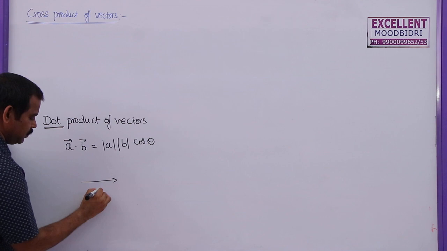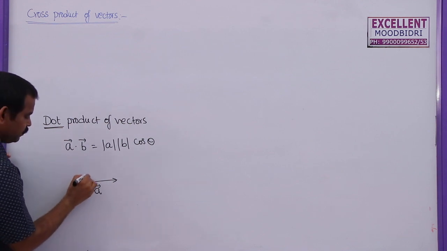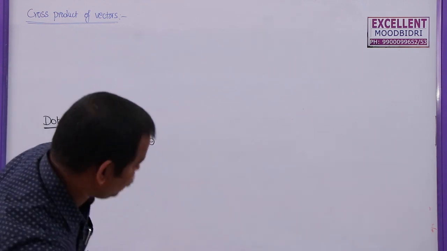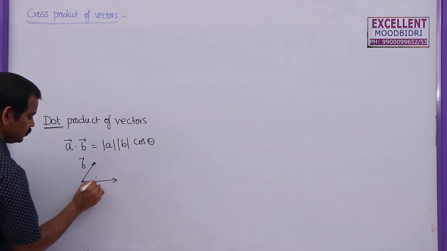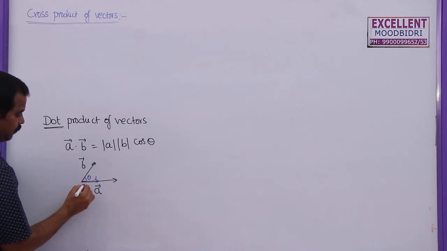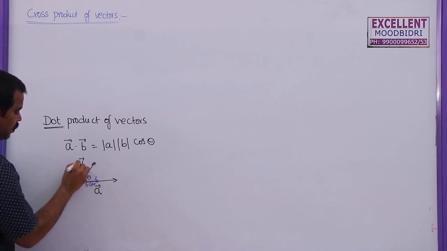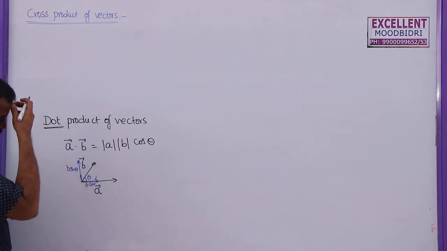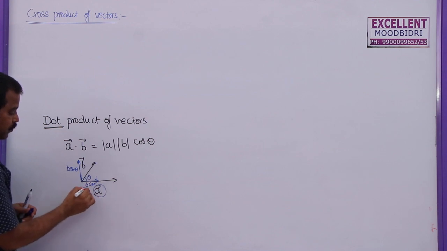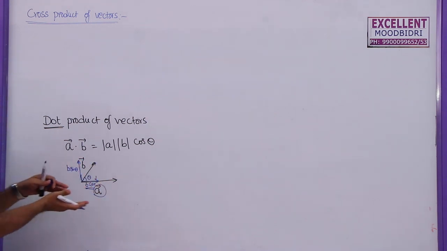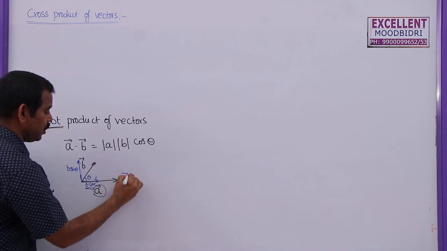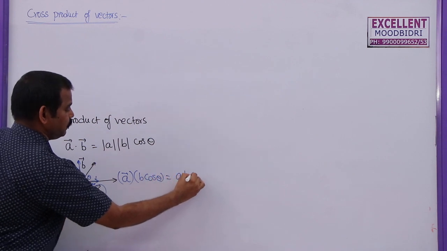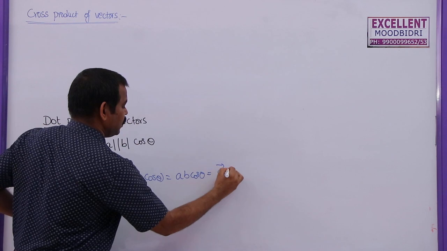Let us say this is A bar, this is B bar. This B bar can be resolved into two components as B cos theta and B sin theta. So this is theta angle between A and B, and this is B cos theta, and this is B sin theta. So based on this one, if you multiply A bar with B cos theta, that means the vectors which are acting in the same direction, so A bar into B cos theta, this is AB cos theta, we call it as A bar dot B bar.